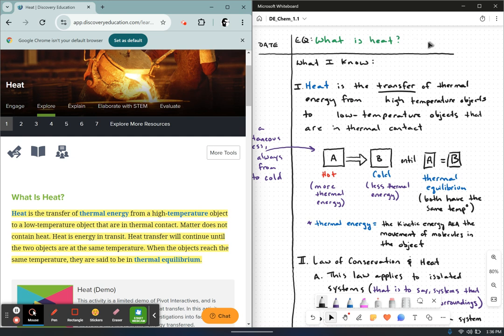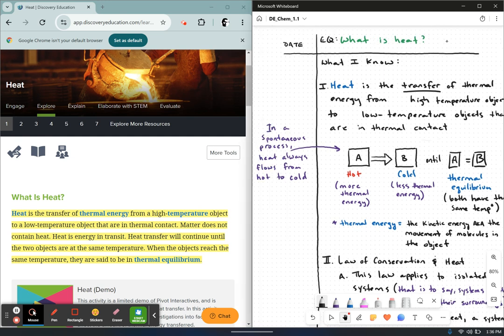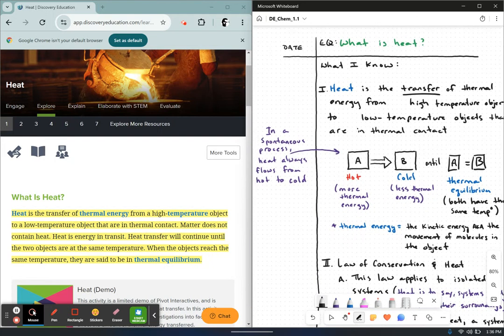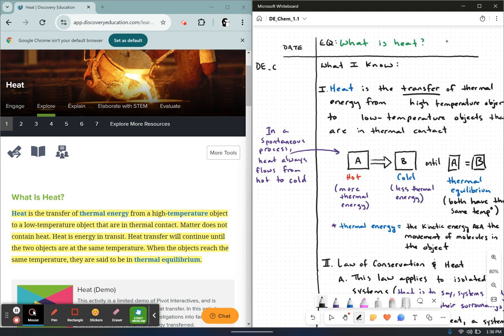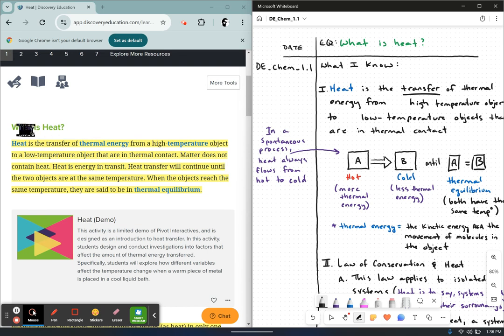So what I want you to do is go ahead and write these notes. These are written in the style of Cornell notes, and I'm going to write down underneath here, Discovery Education, Chemistry 1.1. So this just tells me this is where the notes are coming from. Go ahead and put the date in the top left corner, and where it says EQ, this is your essential question. Go ahead and write down what is heat. Okay, and that's coming directly from your text. What is heat? You can see there, I'd highlighted that.